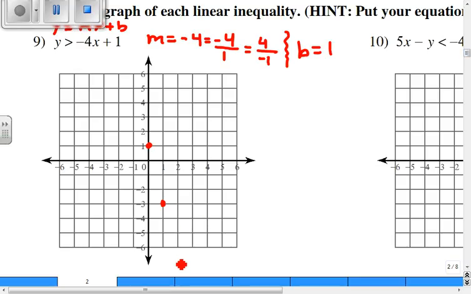Can't go down 4 and right 1 again and fit it on the graph. It would be about right here. So I'm going to leave that at the moment. I'm going to go up 4, left 1. So 1, 2, 3, 4, and left 1. It's not or equal to, so this is going to be a dashed line.